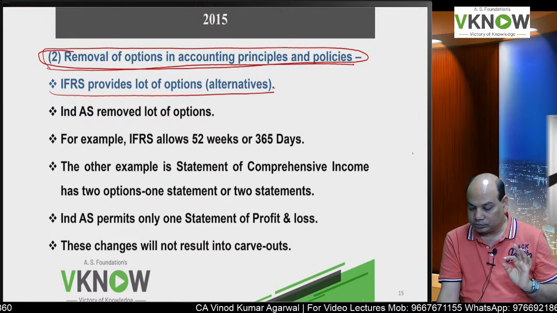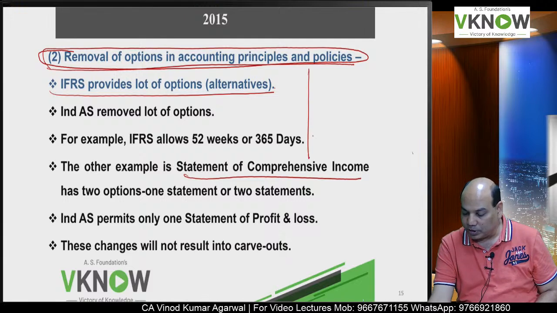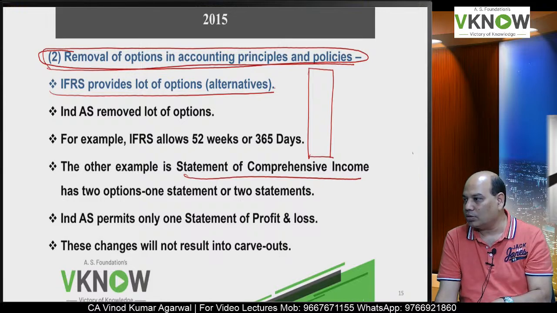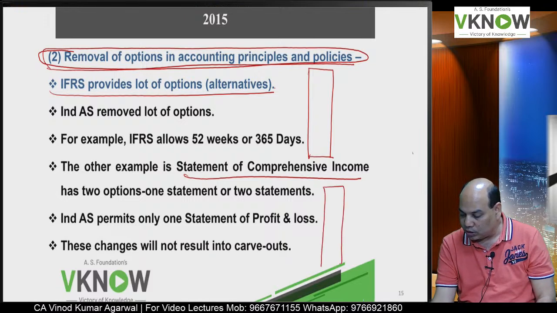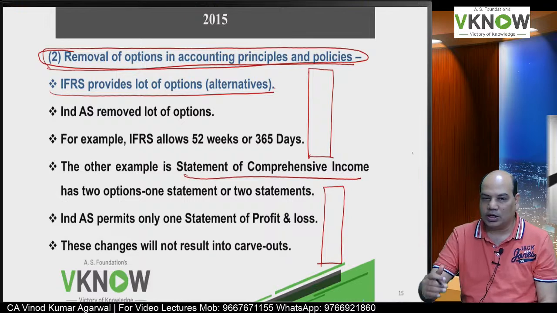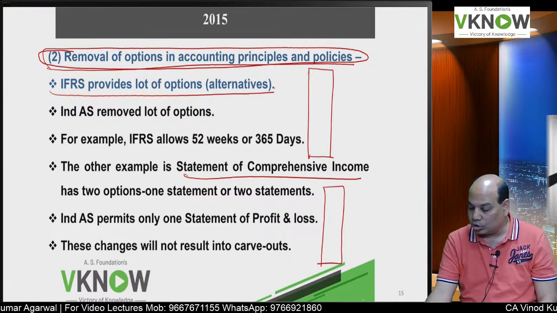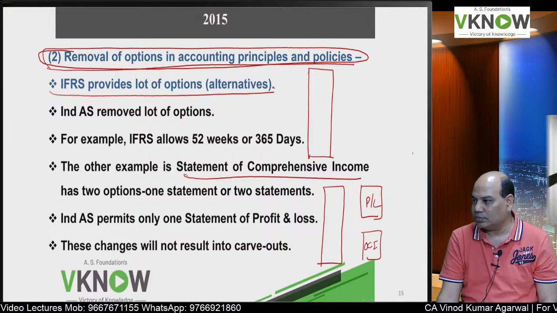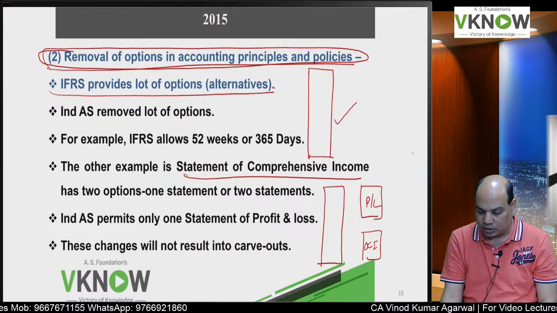Another example is the statement of comprehensive income. In India we have to prepare the statement of comprehensive income in one format only. In IFRS you have two choices. Either you can prepare only one format which will contain the profit and loss and OCI part. OCI means other comprehensive income. Or you can prepare two statements. One will cover P&L account items and one will cover OCI items. So we have thought that we will not give two options, we will only continue with one single format.